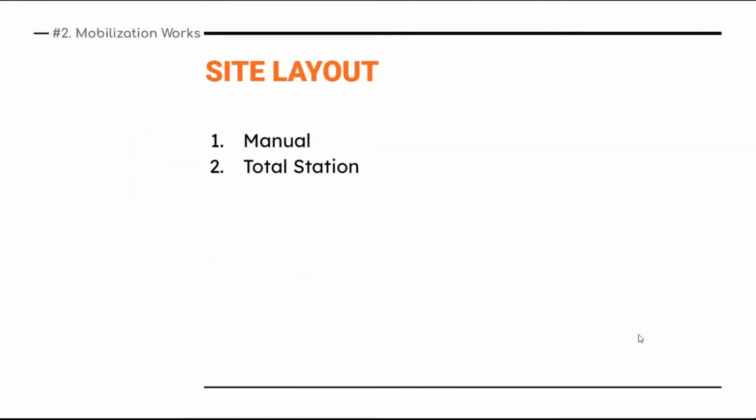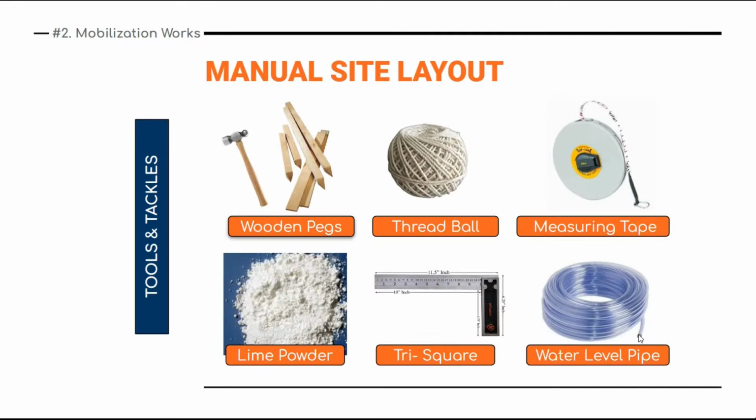There are two methods of site layout, that is manual and total station layout. As you may not find a total station every time, it is better to understand the manual site layout briefly. Here are the tools and tackles required for the manual site layout: wooden pegs, ball hammer, thread ball, measuring tape, lime powder, tri-square, and water level pipe. Instead of a water level pipe, you can use an auto level as well.